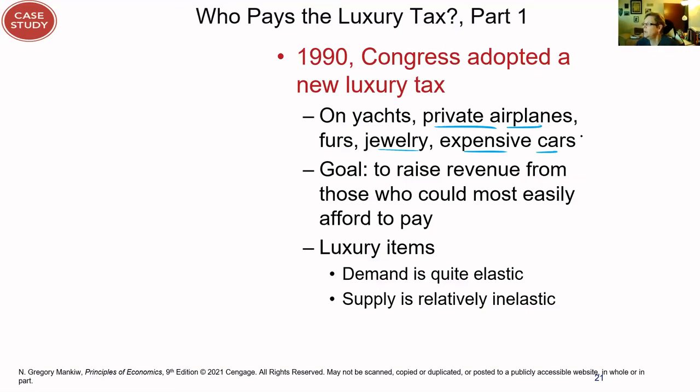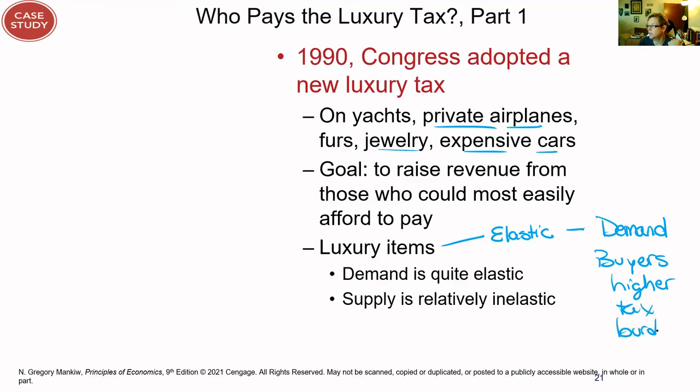So just FYI. Okay. So what do we know about luxuries? We know that luxuries are inelastic or elastic. They are elastic, right? Because you can go without them. And because they're elastic, then we would assume that demand is very inelastic. So therefore, the buyers will pay a higher burden of the tax. And I'm going to put a question mark.